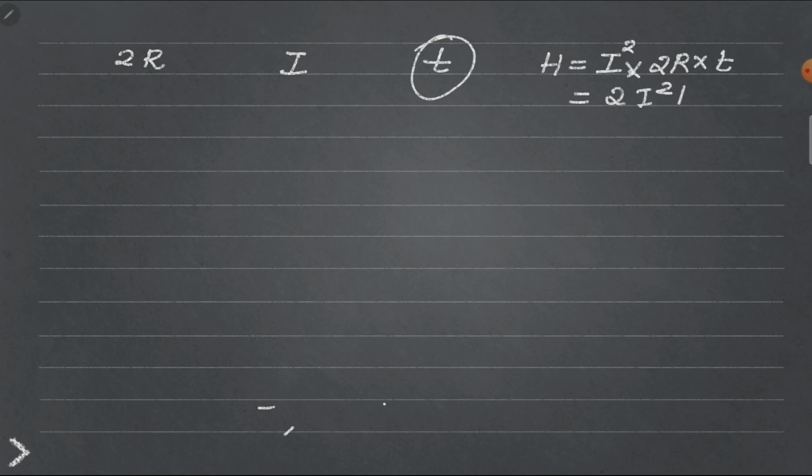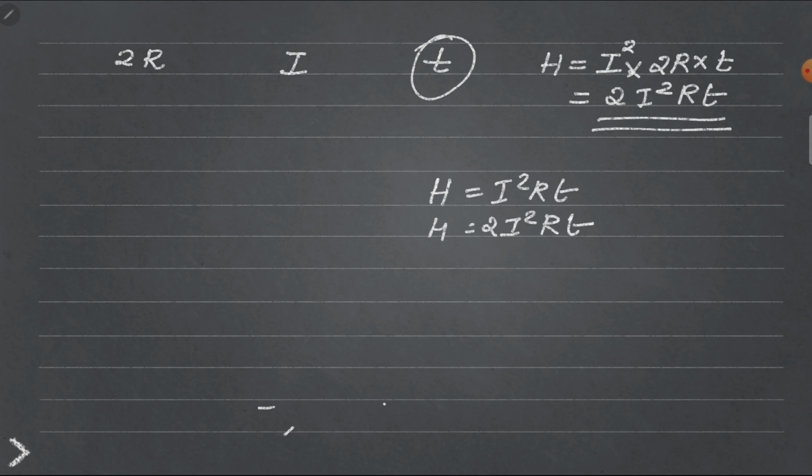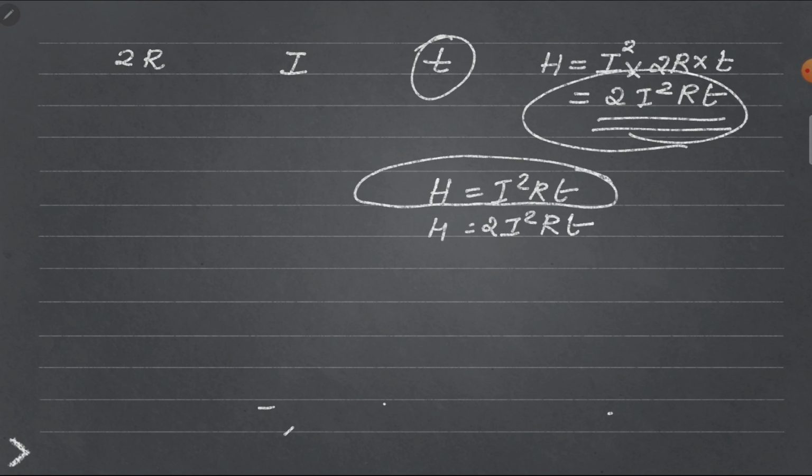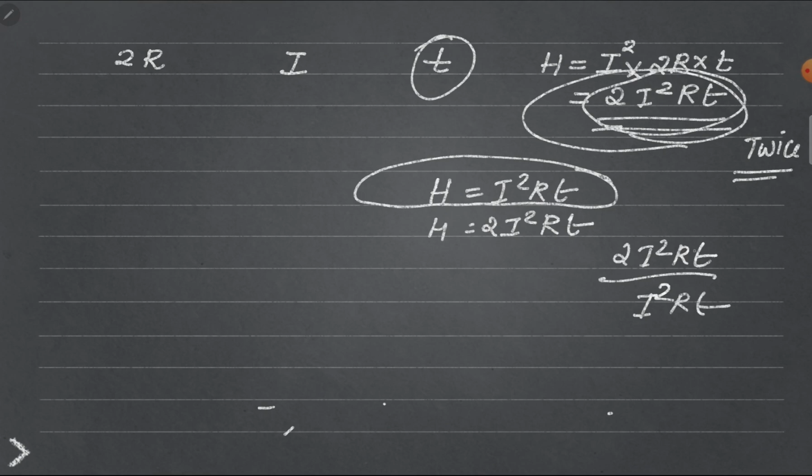Now compare it with the initial heat you had. First we have H is equal to I square RT. Now we have H is equal to 2I square RT. So the heat that is generated now is twice that of the first one. Therefore, the change in heat should be represented as twice. Right? How did I get that? You just divide these two. Simply by observation you can write it as twice, and if somebody has a doubt, you just divide the heat generated now, 2I square RT, by the initial value, I square RT. Cancel these both, you get 2. So the heat generated now is twice that of the initial value.